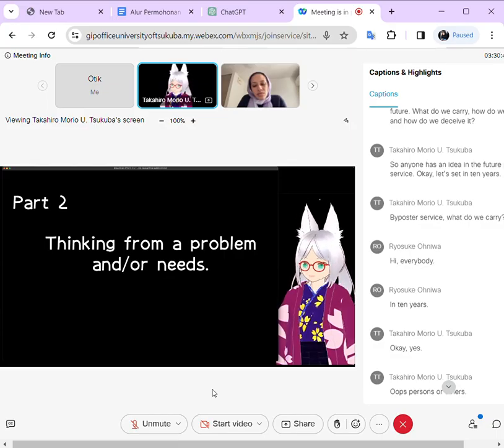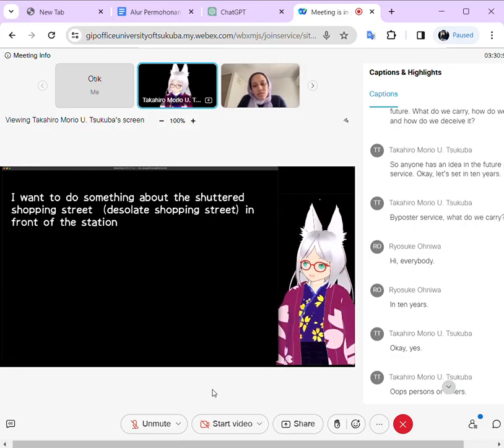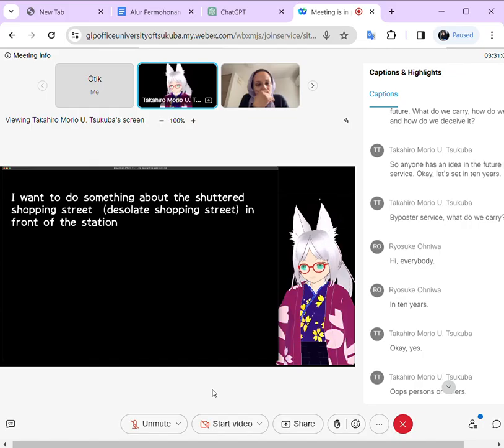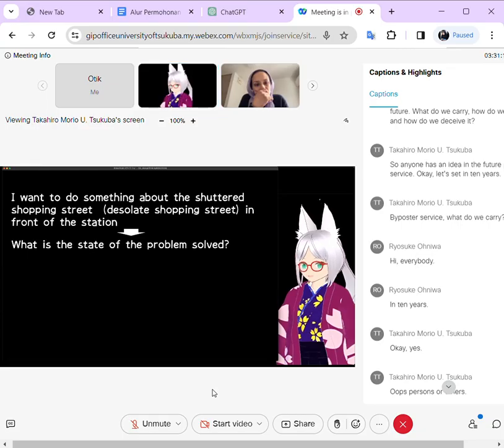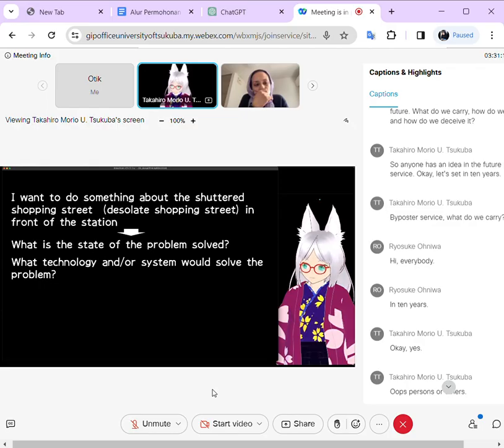Or the third way is thinking from an actual problem or needs. This is like design thinking. For example, I want to do something about the shuttered shopping street. So a desolate shopping street, like in many suburban cities, especially in front of the station, like Tsuchiura station. What is the state, the condition, or the problem to be solved? What technology and what system would solve the problem?